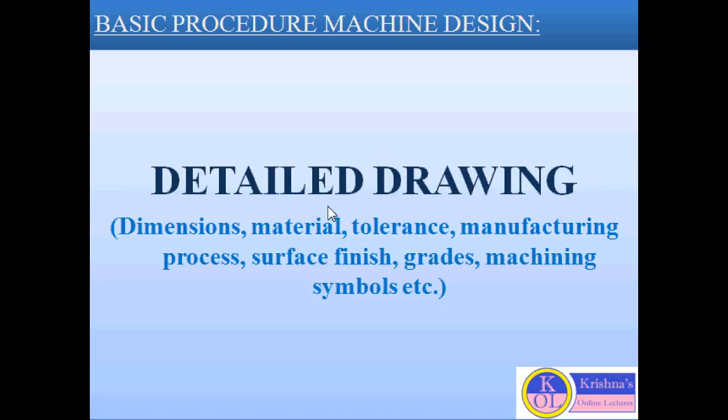Next step is detailed drawing. In this step, generally the designer prepares the drawing of individual components as well as the drawing of the assembly also, which includes different factors like dimensions, material, tolerances, different types of manufacturing processes, surface finish, grades, machining symbols, etc. Here the designer not only makes drawings of those components which have to be manufactured, but also prepares the list of outsourced components to complete the assembly.